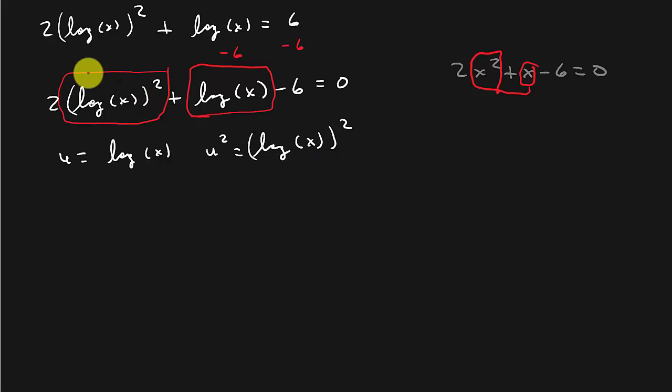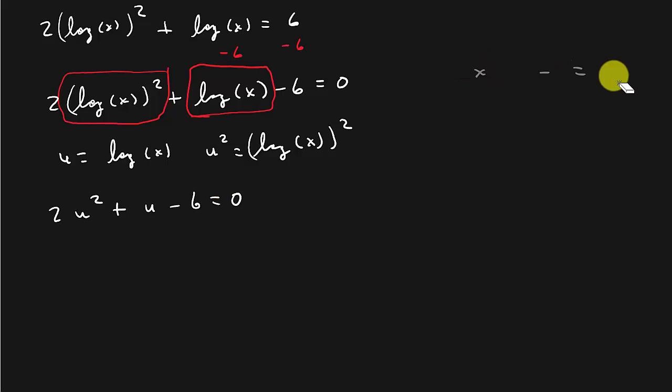So now the log x squared, I can replace that with u squared, and the log x here, I can replace that with u, minus 6 equals 0. So what I did is I just used a u to rewrite it to make it look simpler, to where it looks like a quadratic equation now. I can factor that. I know how to do that. Okay. So now let's come up here and factor this thing.